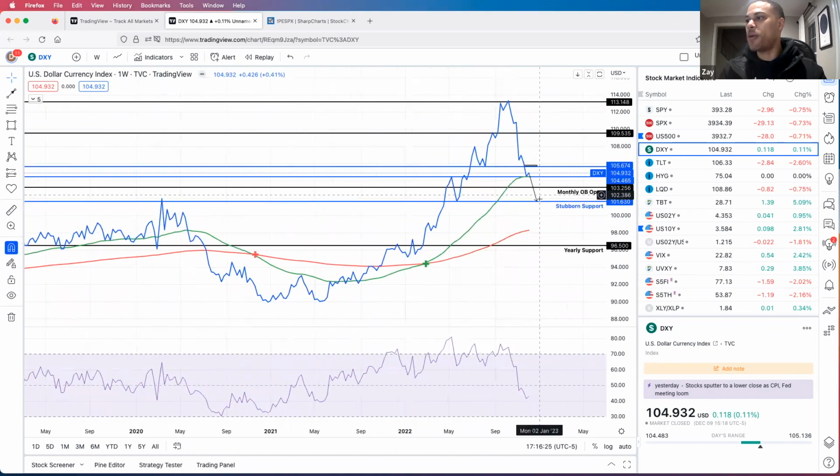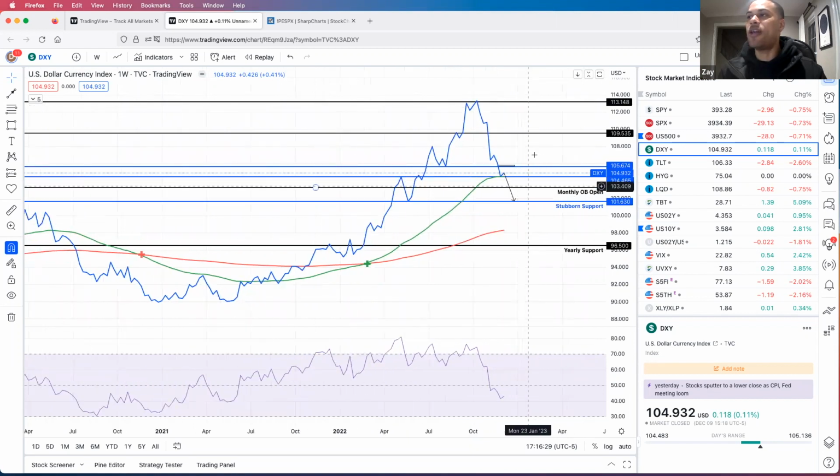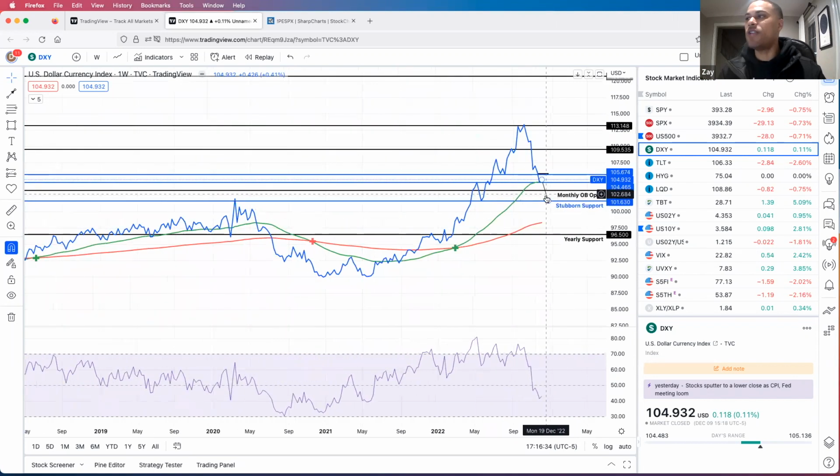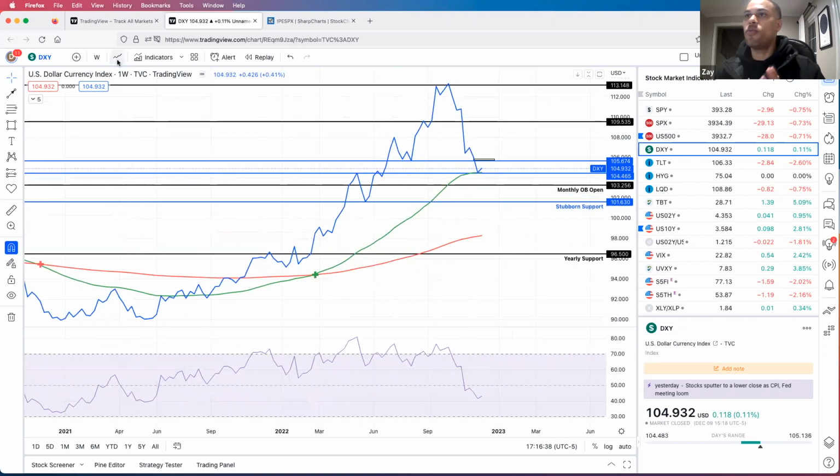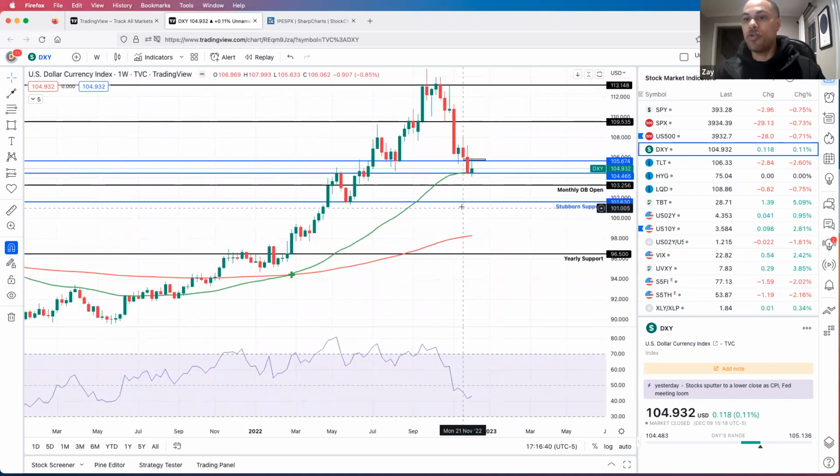And ultimately you'd have this type of market structure. You come down to stubborn support, and as we get ready to go into 2023, now the dollar is back at a place of support, and it can start to bounce and make its run higher, right? So that's what we're looking for from a dollar perspective.